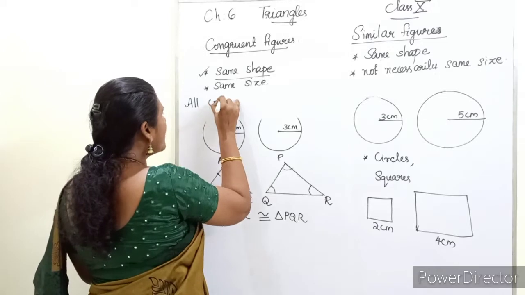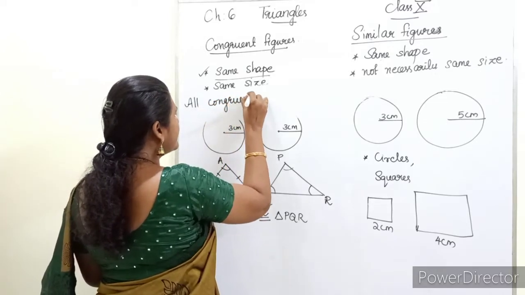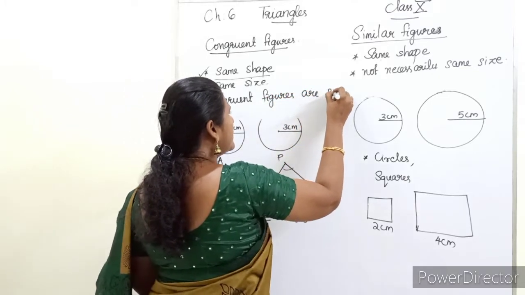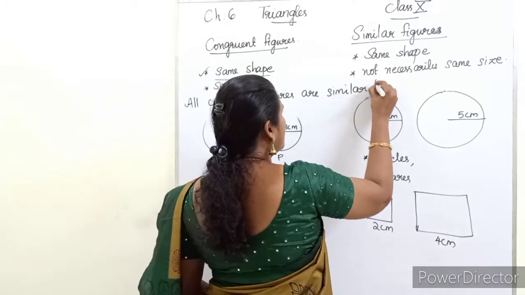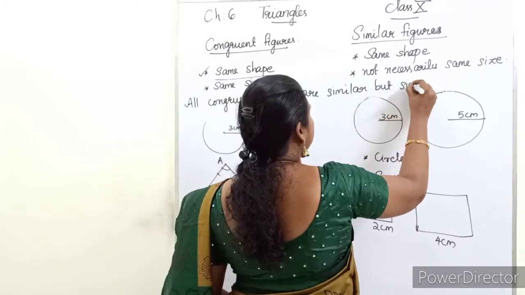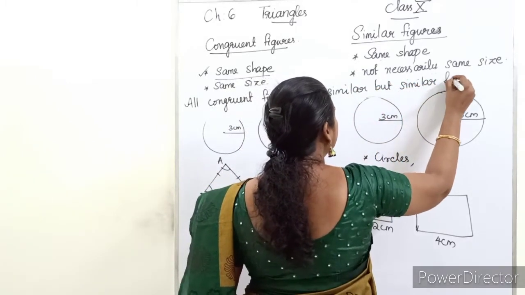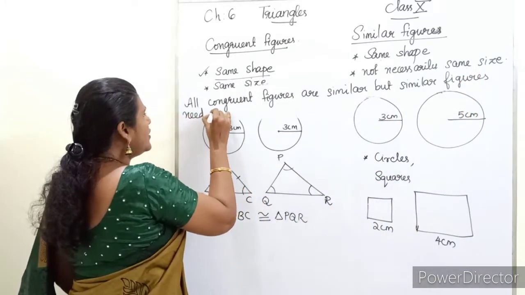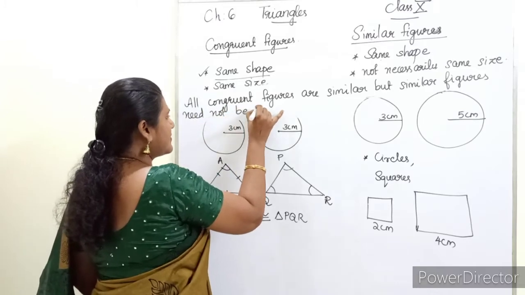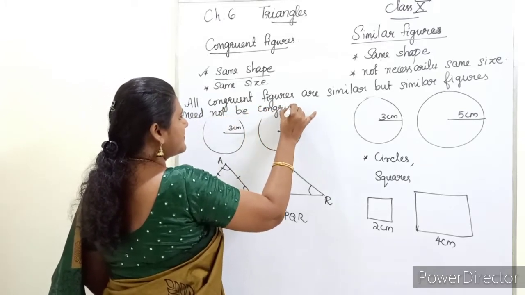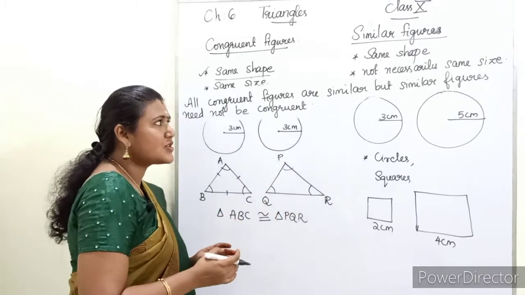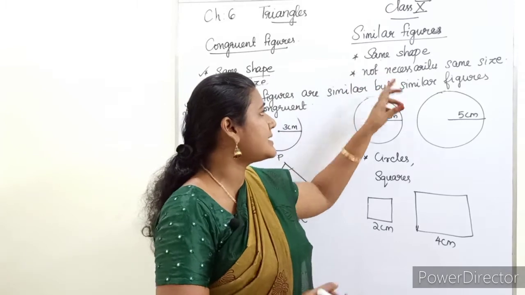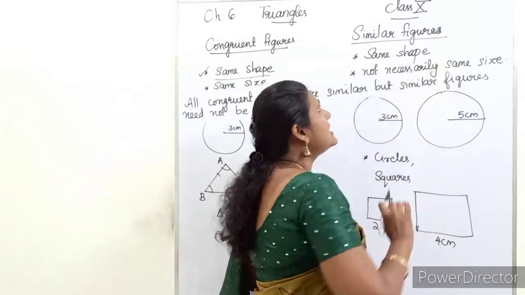So all congruent figures are similar, but similar figures need not be congruent. Okay, so this is the definition of similarity. Two figures having same shape but not necessarily same size are called similar figures.